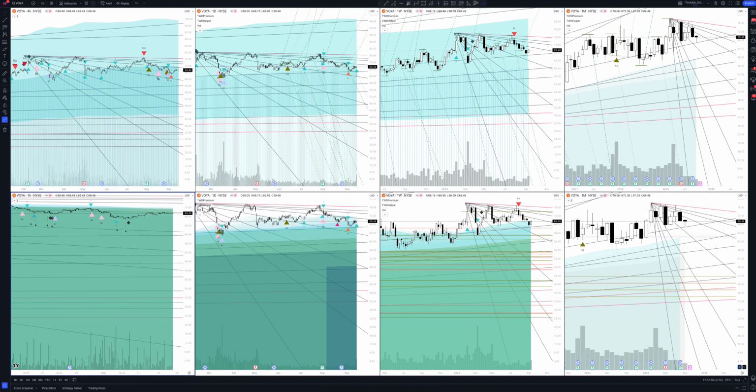Today we will take a look at Voya Financial stock. Let's analyze the market situation and find out how you can make money on it.